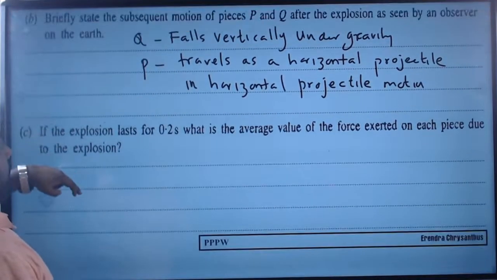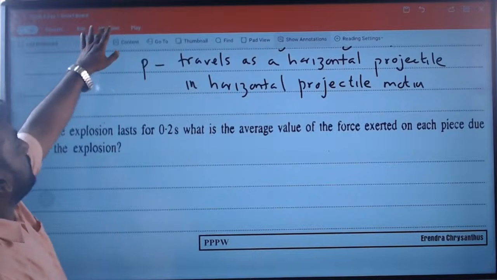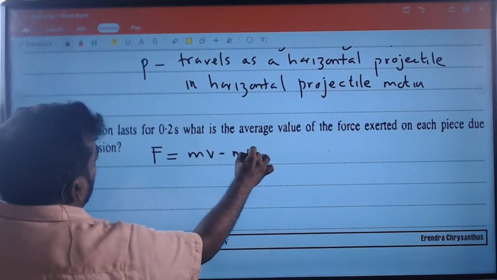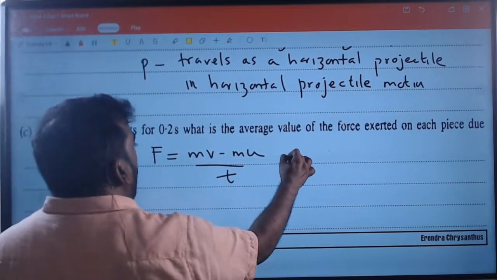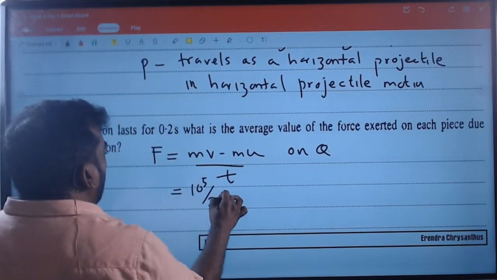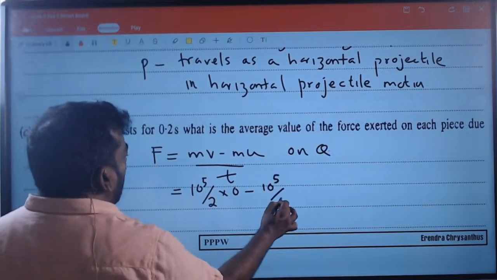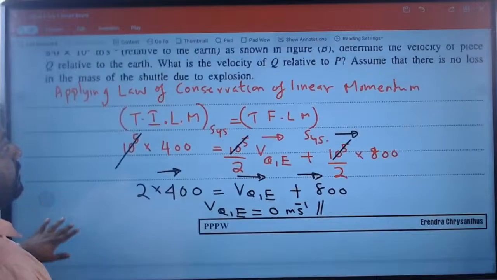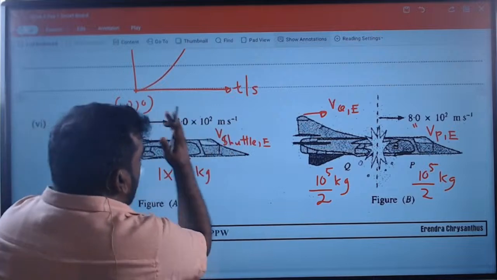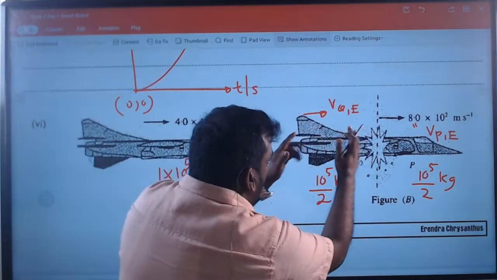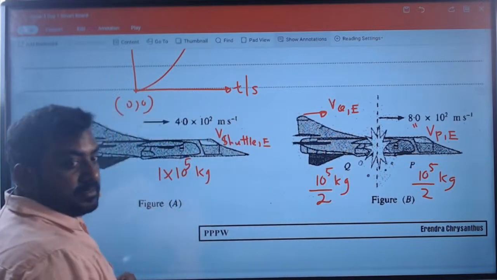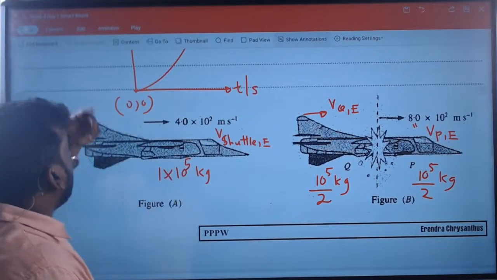If the explosion lasted 0.2 seconds, what is the average force? Let me apply F equals mv minus mu divided by t on Q. Mass of Q is 10 to the power 5 divided by 2, final velocity 0. Initially, what can you say? Both these parts were going at 400 together. Then the explosion only changes that.